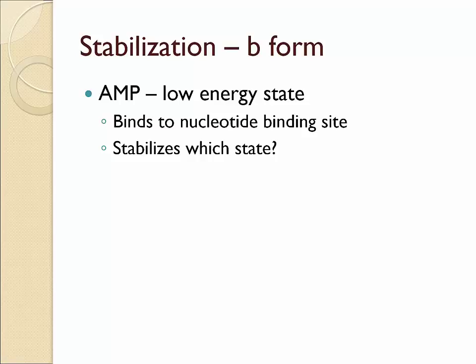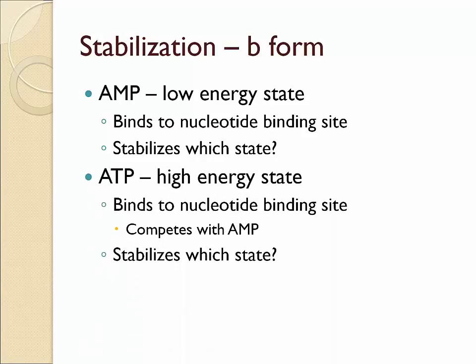It stabilizes the R state. The R state is favored for activity when energy is low. So we need to use phosphorylase to break down some glycogen, to run it through glycolysis to make ATP. So if AMP levels are high, the B form of phosphorylase in the muscle will be stabilized to the R state by the AMP. Now let's look at the other side, ATP.